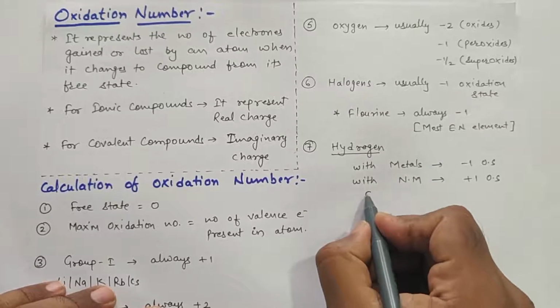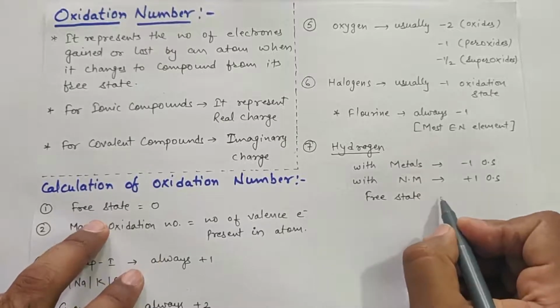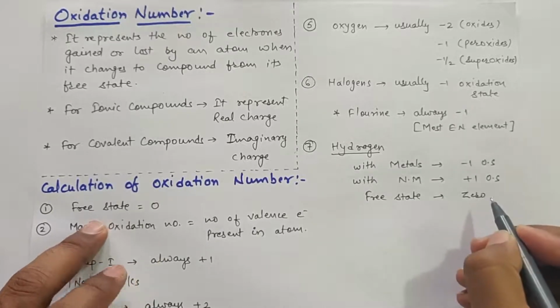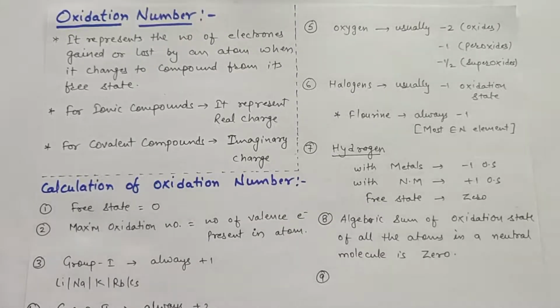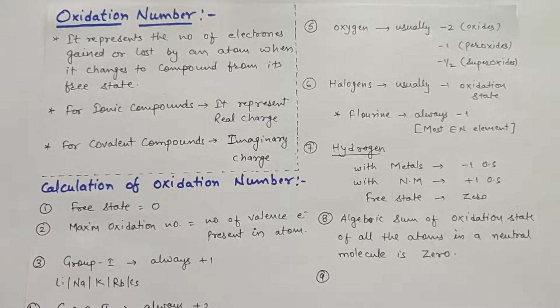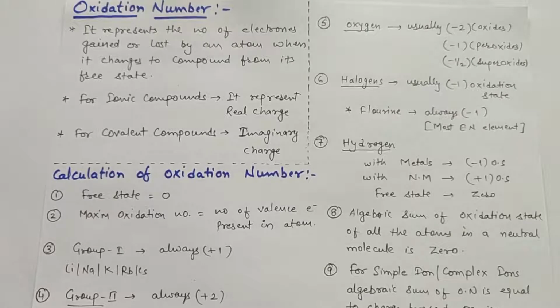And if hydrogen is present in its free state, as we have mentioned in rule number 1, hydrogen will show 0 oxidation state. The algebraic sum of oxidation state of all the atoms in a neutral molecule is 0. Next rule. For complex ions or simple cation or anion, the algebraic sum of oxidation number is equal to the total charge present on the ion. With the help of these rules, we can calculate the oxidation number of any element.